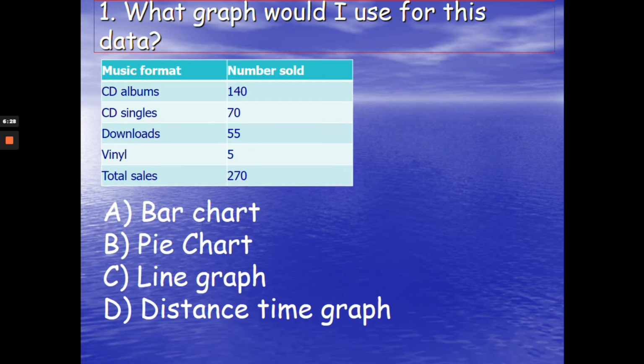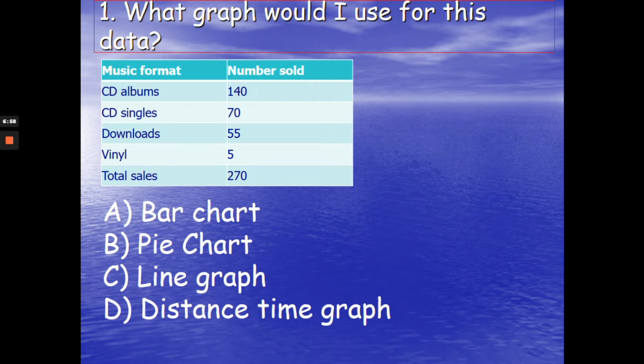Okay, well done. So what graph would I use this data for? If we look at the screen, we've got CD albums, CD singles, downloads, vinyl, so that's music that's been sold. Which would they go into? Would they go into a bar chart, a pie chart, a line graph, or a distance time graph? For this one, it's not distance time, there's no distance and there's no time. It wouldn't be a line graph. So that leaves 2 that it could be, either a pie chart or a bar chart, and either answer is correct.